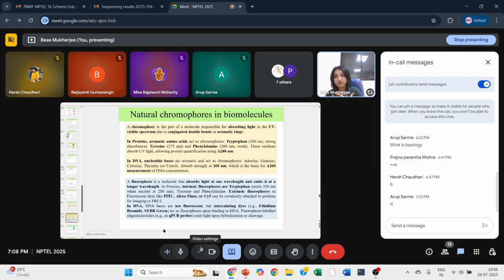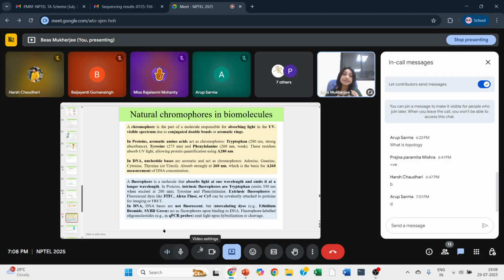Now what is a fluorophore? A fluorophore is a molecule that absorbs light at one wavelength and emits it at a longer, higher wavelength. In protein, the intrinsic fluorophores are tryptophan, which absorbs light at 280 nanometer but releases light at 350 nanometer, and also tyrosine and phenylalanine. So these are intrinsic fluorophores or fluorescent dyes.